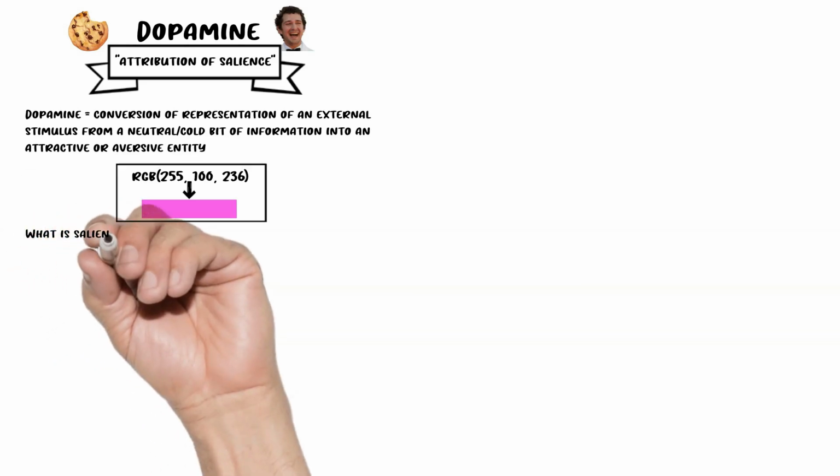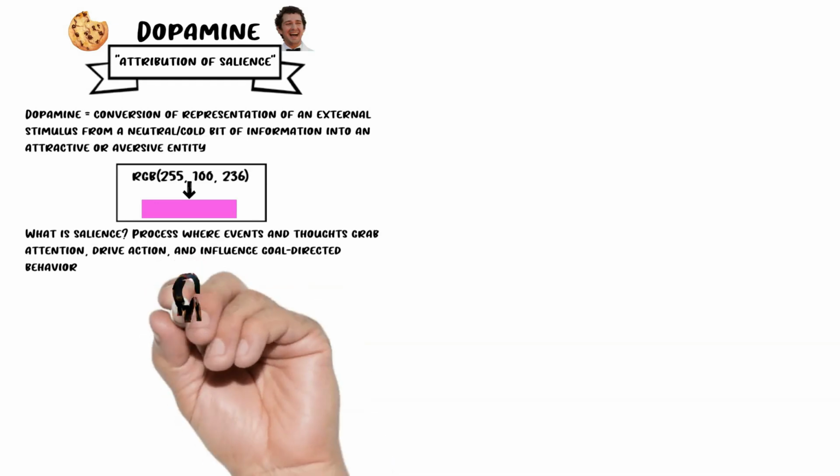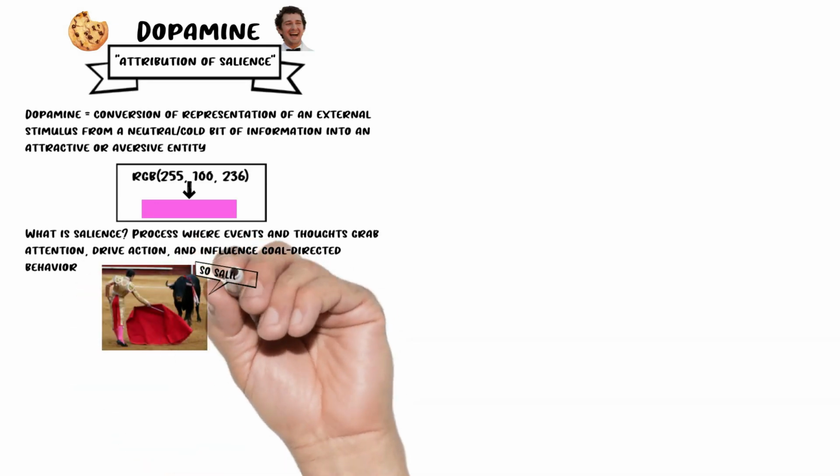So here we can understand the mesolimbic system as a critical component of the attribution of salience. So what is salience? Salience is the process where events and thoughts grab attention, they drive action, and they influence goal-directed behavior. With this in mind, we can connect why it was previously understood as hedonic pleasure, or its role in motivation and reward and learning and addiction, and that's because salience allows organisms to focus on what's valuable and converts motivation into action. So an example of salience is a bull being drawn to a red sheet.